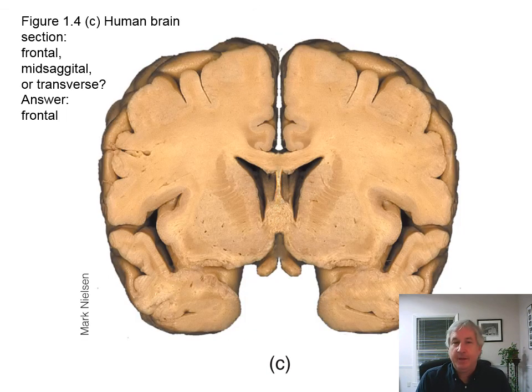All right, next slide. So is this frontal, mid-sagittal, or transverse? This would be a frontal section because you're cutting through this way and looking straight on at the brain that way. So that's a frontal section or coronal section. Next slide.